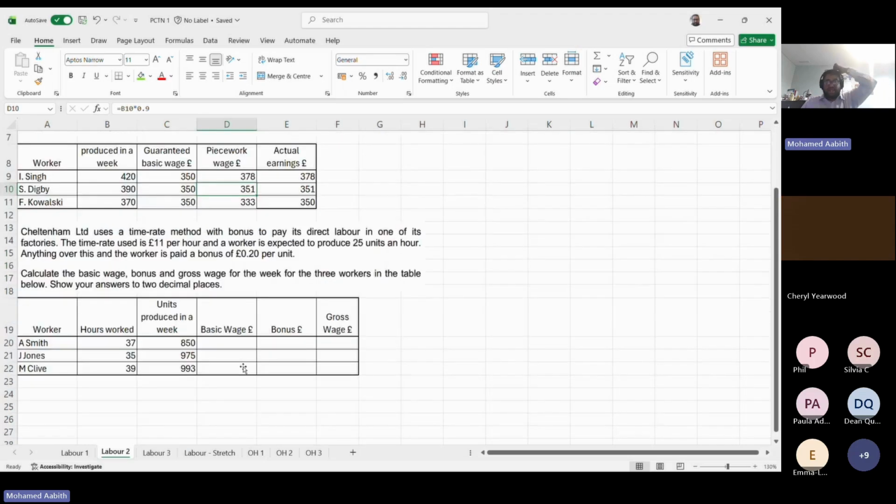And now let's look at another question here. It says Cheltenham Unlimited uses a time rate method with bonus to pay its direct labor in one of its factories. The time rate is £11 per hour, and a worker is expected to produce 25 units an hour. Anything over this, the worker is paid a bonus of 20 pence per unit. That means if you exceed that threshold of 25 units an hour, anything you produce on top of it, you're going to get paid a 20 pence bonus.